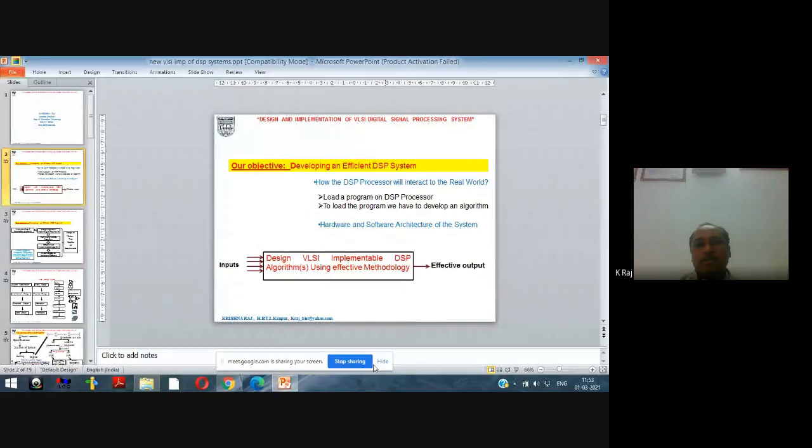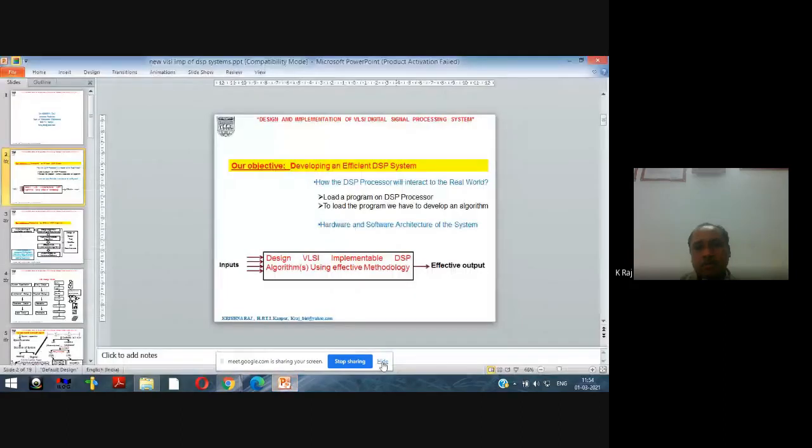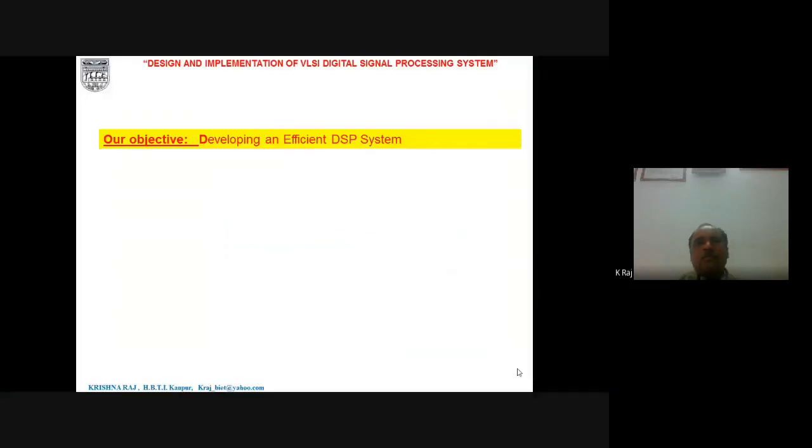It is a combination of the hardware, software, and some other algorithms here. So for the purpose of the implementation, either we have to use the hardware approach or we have to use the software approach. And for the purpose of the implementation, first of all, we have to develop the efficient algorithm. So our basic objective is to develop an efficient DSP algorithm in order to develop an efficient DSP system.